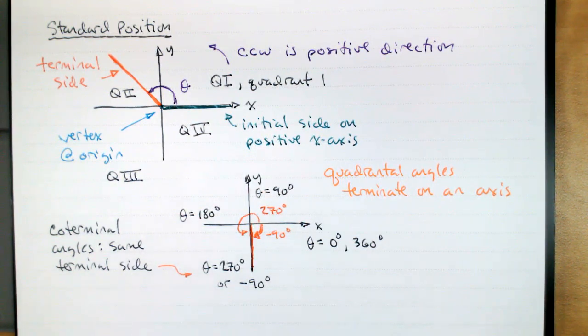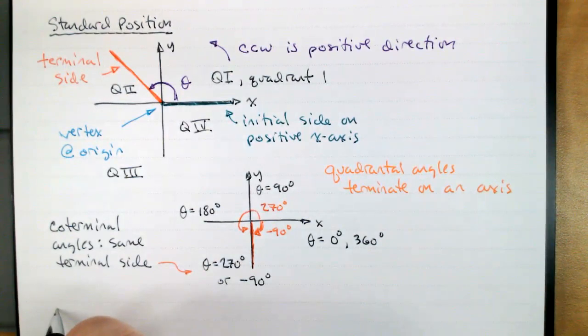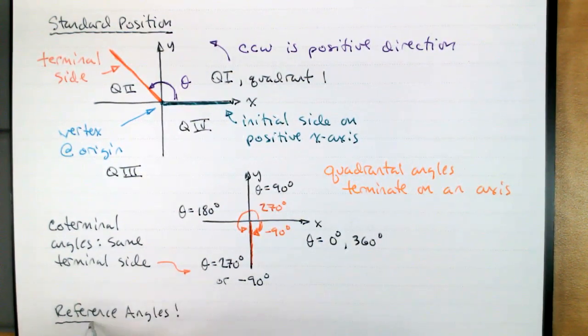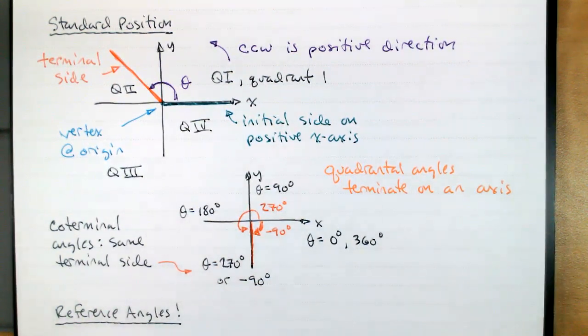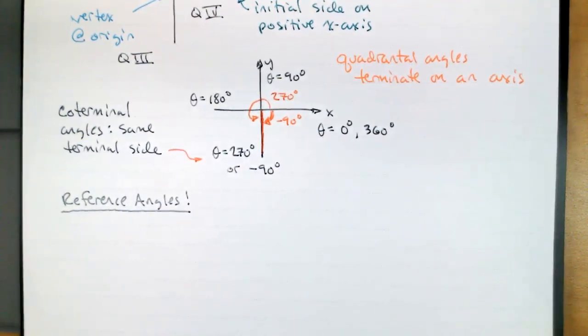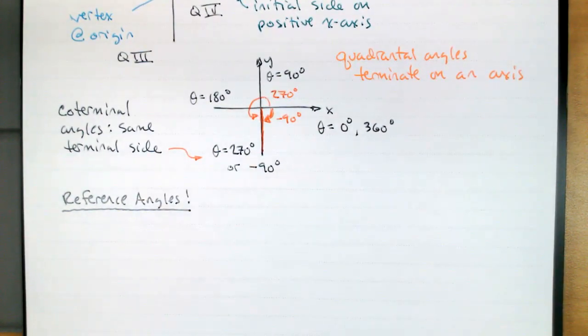Now that we have angles in standard position, we have some more parts to name. We've got to name reference angles. Since all the angles go around, we'll have coterminal angles with lots of different names. One of the ways that we can organize things is through what we call reference angles.